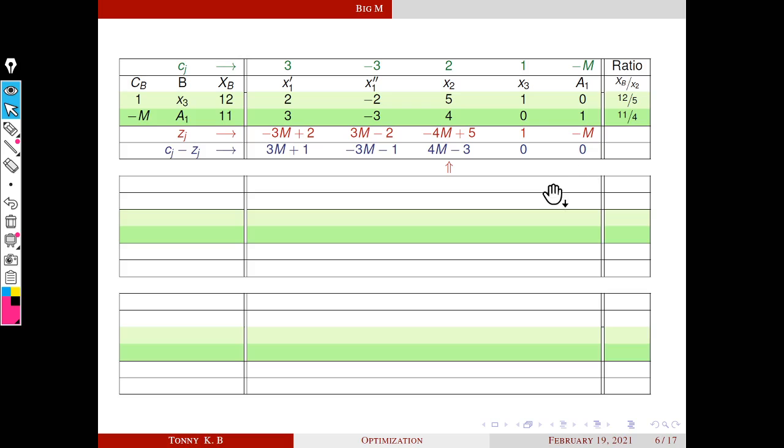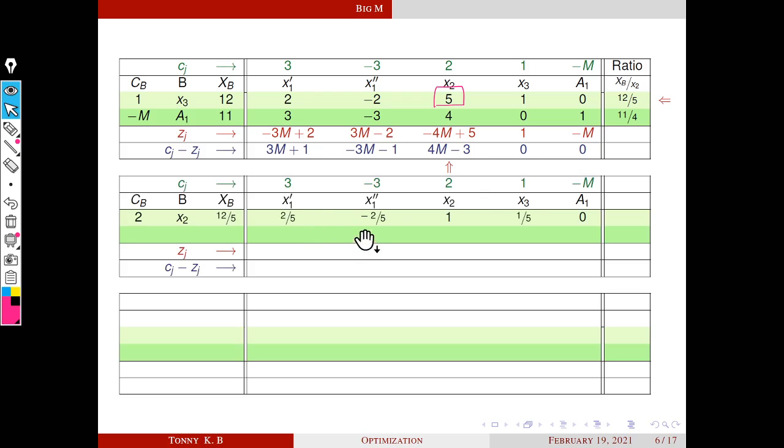Then which one is the leaving variable? Yeah, x3 is the leaving variable. We take the minimum out of these two. So the minimum is 12 by 5, which corresponds to x3. So the leaving variable is x3. As similar to our LPP, this is the pivot element. Next we have to make this 5 as 1 and 4 as 0 using elementary row operations.